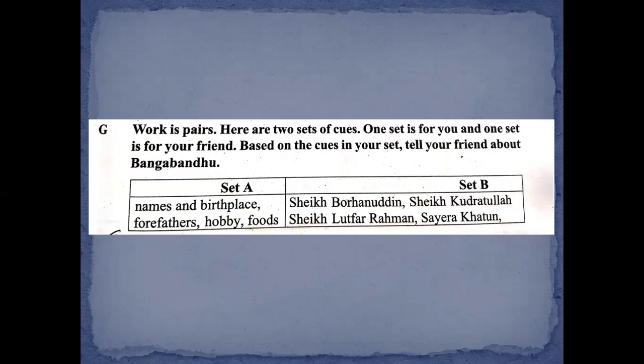Besides their own business, they were landlords, and they were socially very influential. And they had so much wealth that Kudratullah once told one of the British officers that, "I don't count my earnings, I just weigh my wealth."